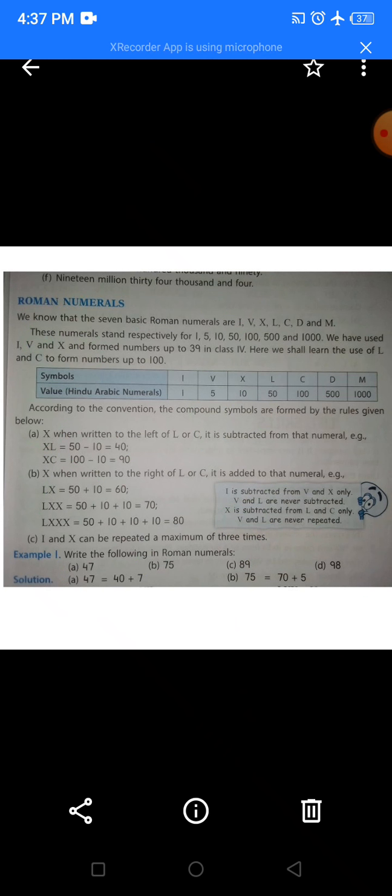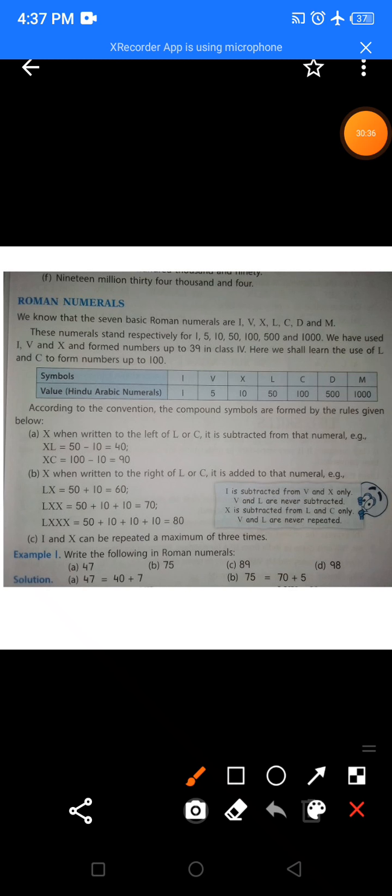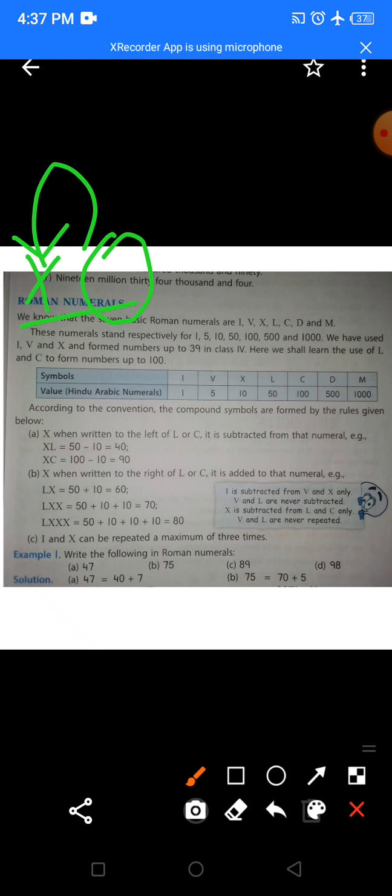Okay. Then you have 3 rules. One is when the number is written towards its left, you subtract the number. And suppose there is any number here and it is written on the right hand side, you will add the number. Okay. Then any number you cannot repeat 4 times. You can only repeat up to 3 times.